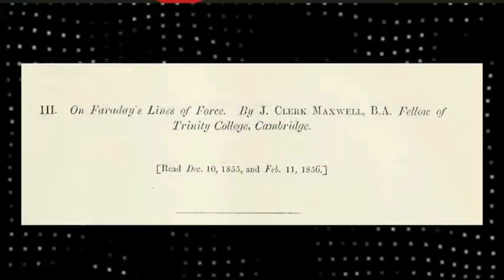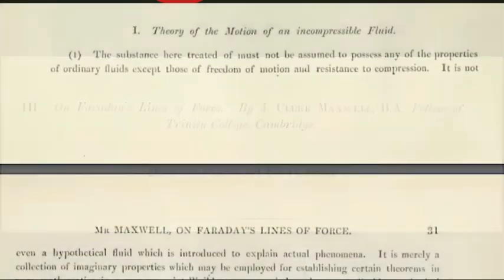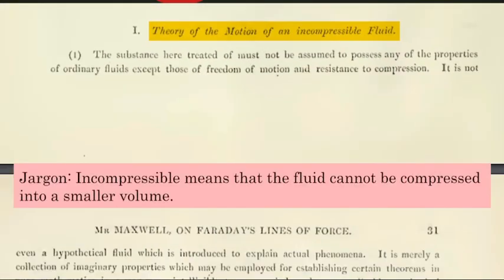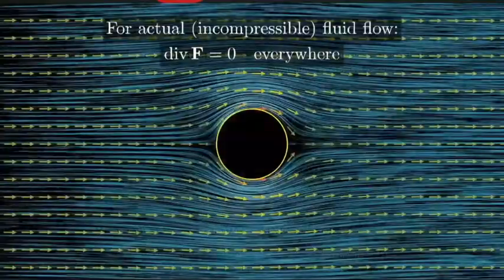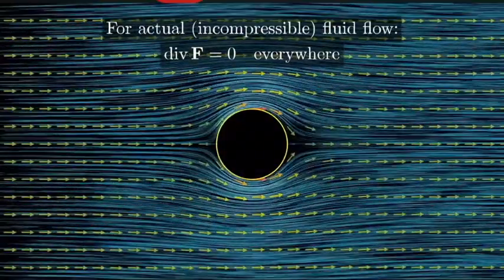Curl, as the name suggests, measures the rotation or twistiness of a fluid at any given point. The first paper Maxwell wrote on electromagnetism was titled On Faraday's Lines of Force, published in 1855. Merely as an analogy, Maxwell proposed that electric and magnetic fields could be thought of as incompressible fluids. A key property of an incompressible fluid is that its divergence is zero.